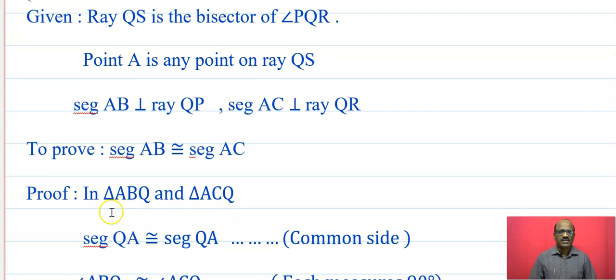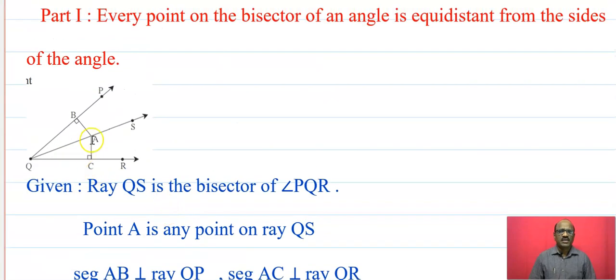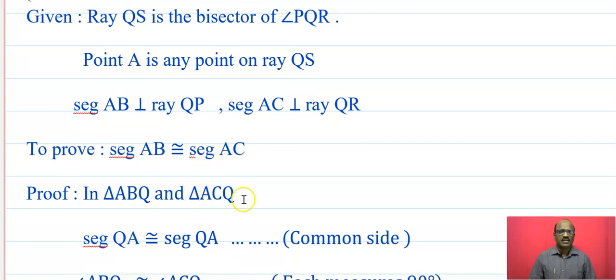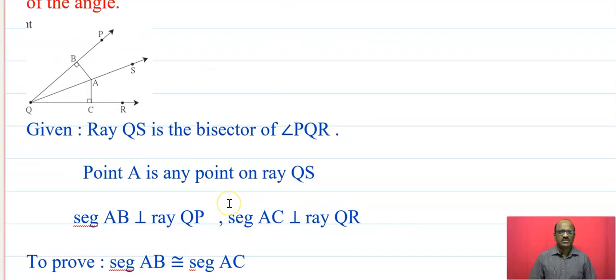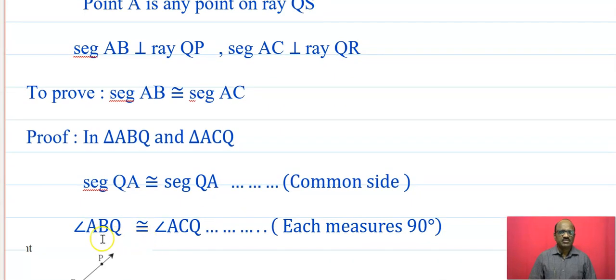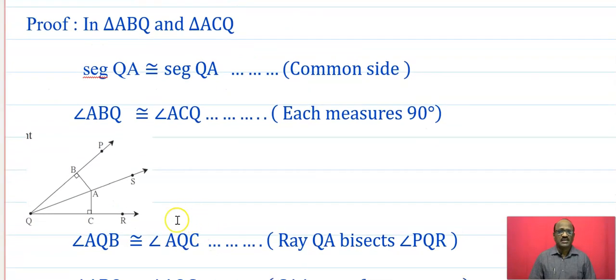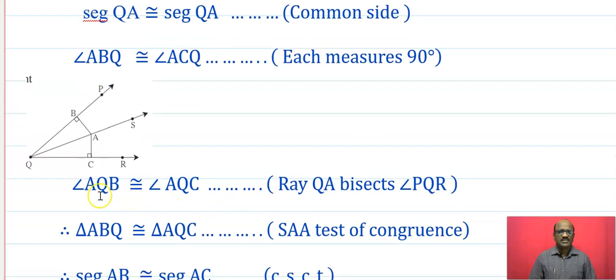We consider the two triangles, triangle ABQ and triangle ACQ. In these two triangles, segment QA is congruent to segment QA, which is the common side. Next, measure of angle ABQ is congruent to measure of angle ACQ, which measure is 90. And next, since QS is the bisector, measure of angle AQB is congruent to measure of angle AQC.